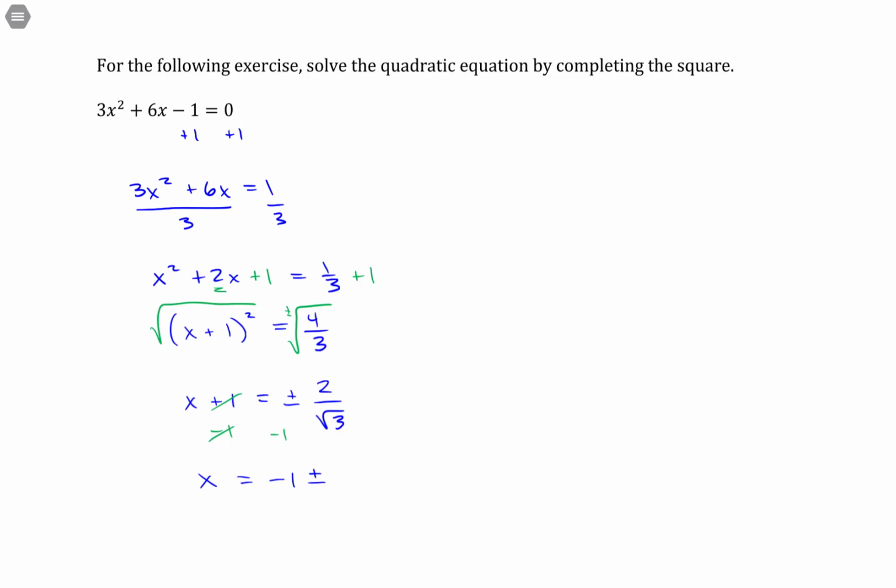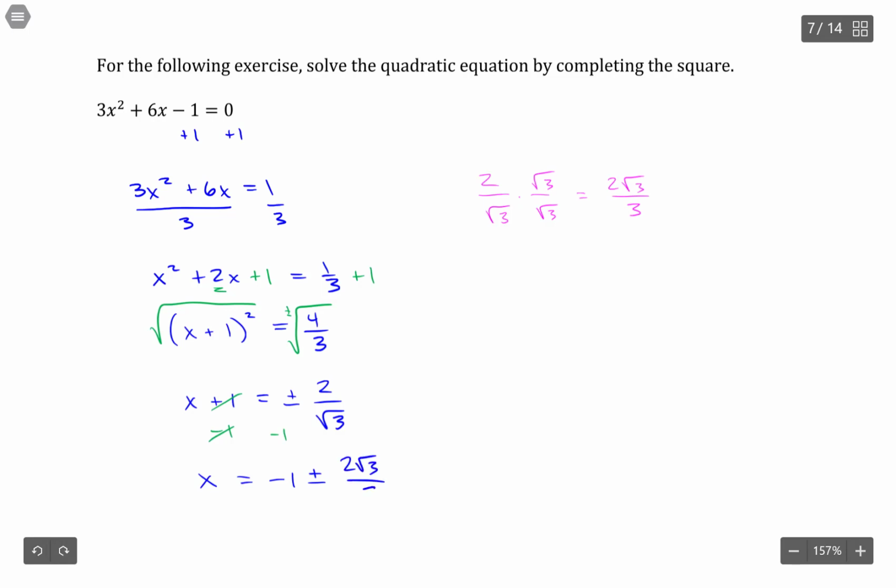And one last little tidbit is instead of writing 2 over the square root of 3, what we want to do is rationalize that denominator, which is generally pretty easy. All you have to do is multiply it by whatever that square root is in the denominator over itself. So the rationalized denominator would be 2 root 3 divided by 3. So we have -1 plus or minus 2 root 3 over 3. And there's your answer.